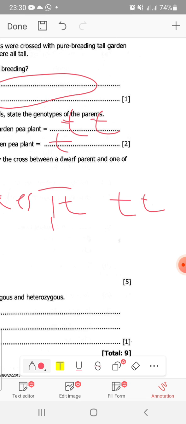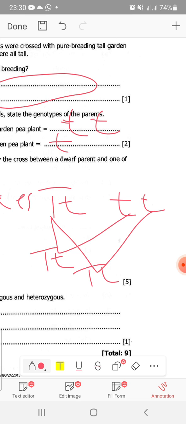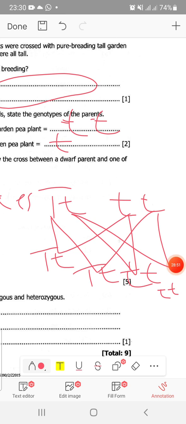Then we start crossing. Capital T and small t are going to combine with the small t's. We start by writing the capital letters: capital T with a small t becomes capital T small t, and again the same. Then the small letter with the small letter gives two small letters, and the last one also gives two small letters. So these are the offspring between one of the offspring and the dwarf parent plant.